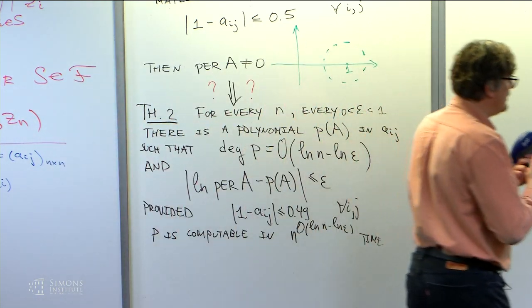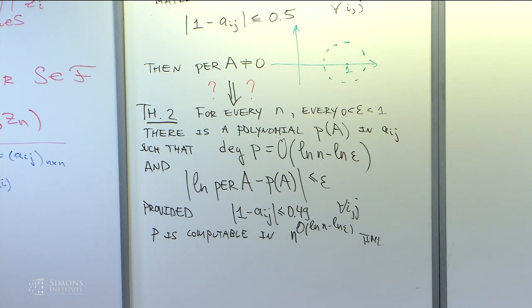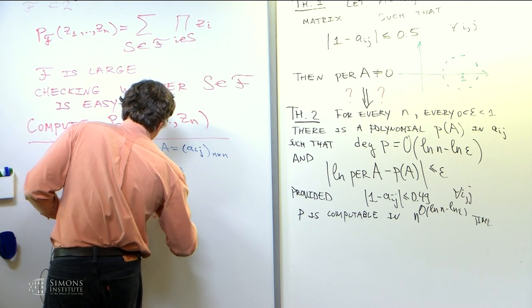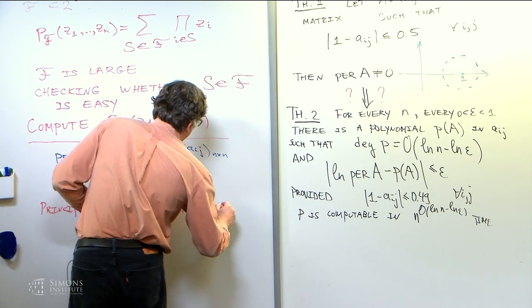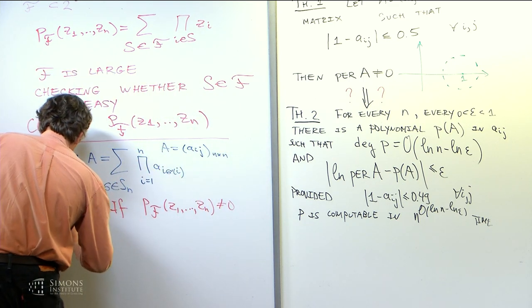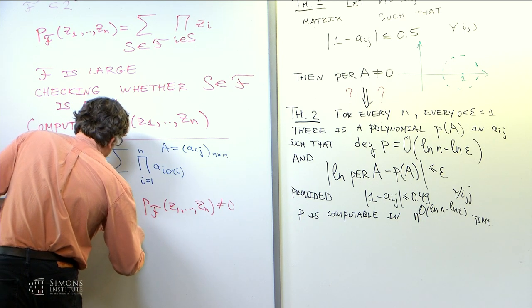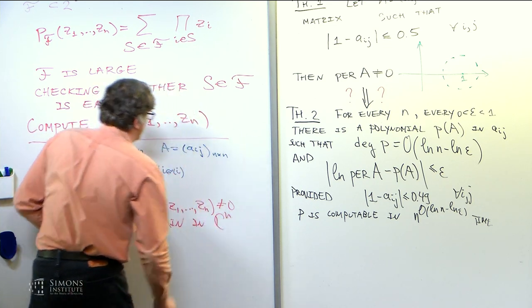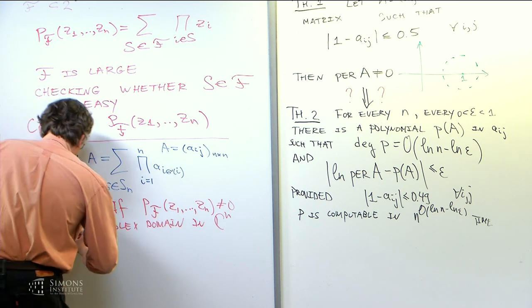So let me, objections to that. So that implication will sort of have some universal significance. So it really has nothing to do with the permanent. So the general principle here that I advertise is that if this partition function is non-zero in some complex domain, then it can be efficiently computed in a smaller domain. Slightly smaller.